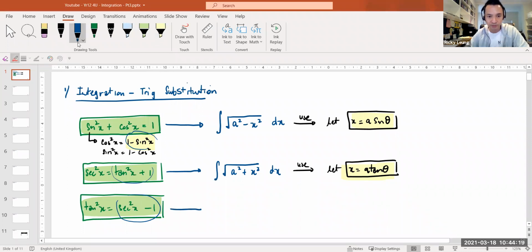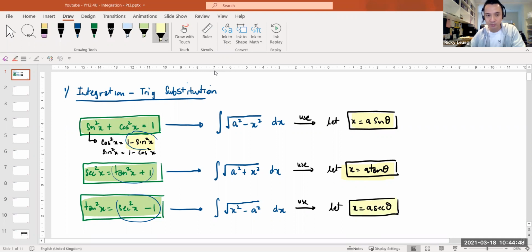So for completeness, let's do the last one as well. So if I have a structure like this where it's x squared minus a squared dx, so very similar to the one above, but with the a and the x sort of switched around, then I'm going to use the substitution of let x equal to a sec theta. All right.